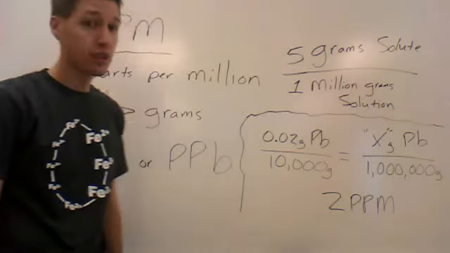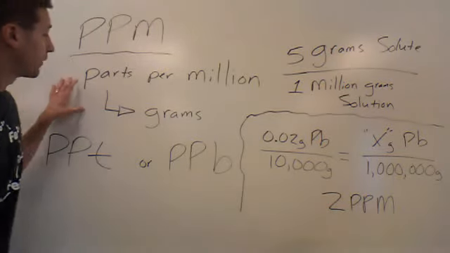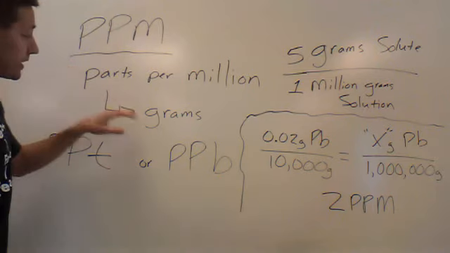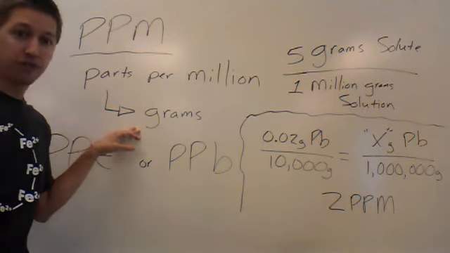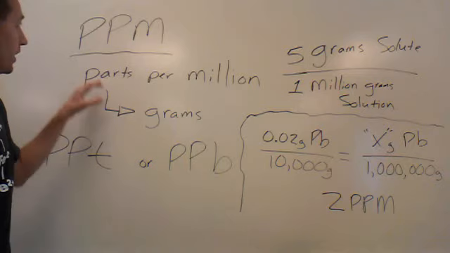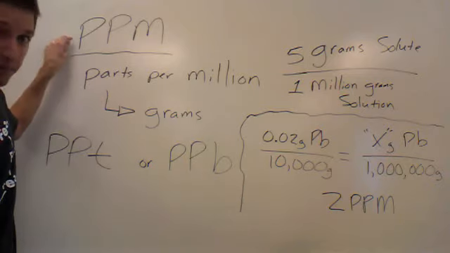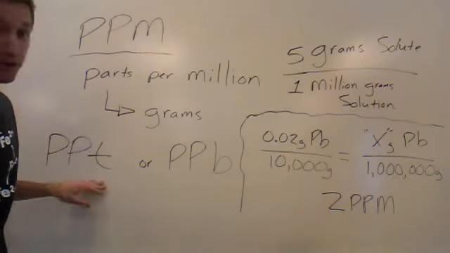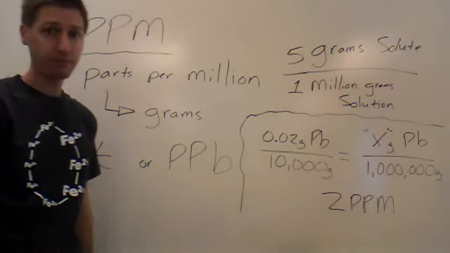So what we use is parts per million. Now we should remind ourselves that when we say parts in chemistry, we really mean grams, because we don't count individual atoms, we count by mass. And so even though it's labeled ppm, it really means grams per million, or grams per thousand, or grams per billion.